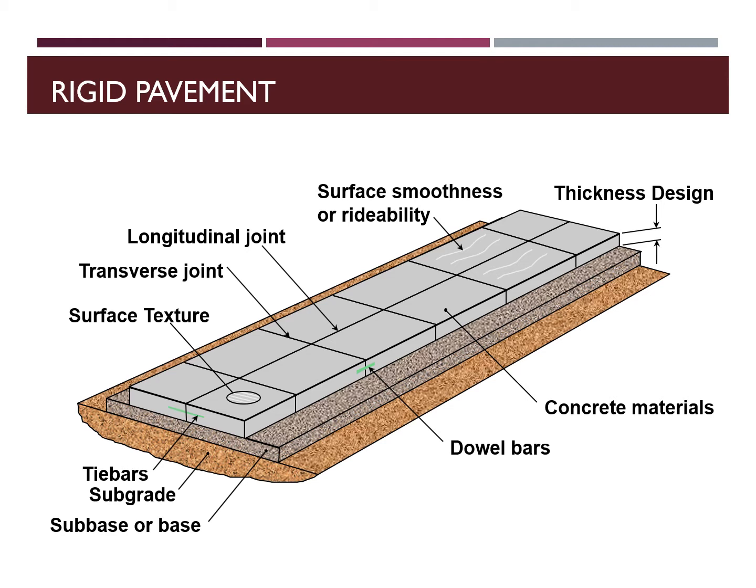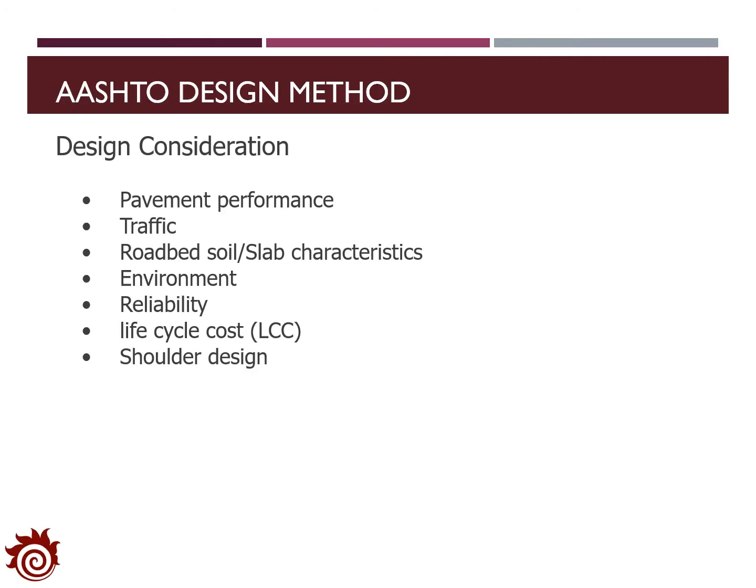The PCC slabs are connected with the transverse and longitudinal joints, and depending on the types of the joints, we can identify the types of the rigid pavements. In the rigid pavement design, we are especially interested in estimating the thickness of the PCC slabs. In this class, we will only introduce the AASHTO method for the design of the rigid pavements.